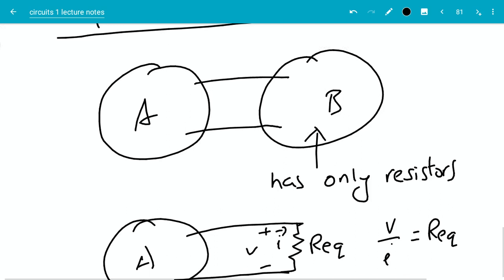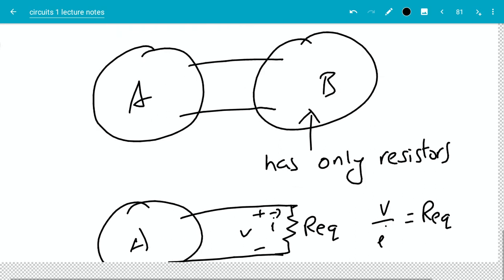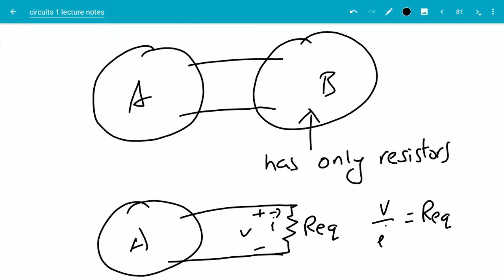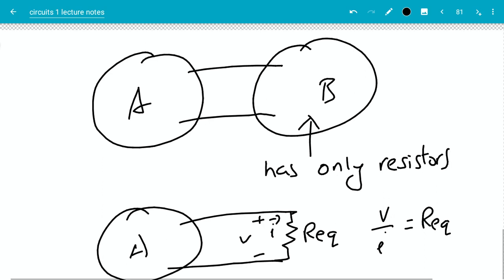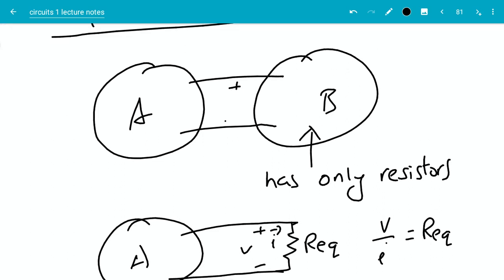Then if you go back to the original circuit, when you say that if you have a component which only has resistors, you can replace that with a single resistance, what you're really saying is, if you measure the voltage V and the current I going inside, as long as this part of the circuit has only resistors, V over I will always be constant, right? And that is a very non-trivial statement we are making here, right? And I'm telling you without proof.